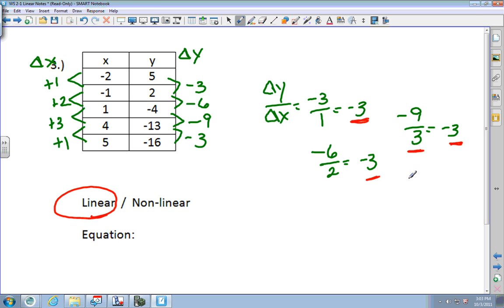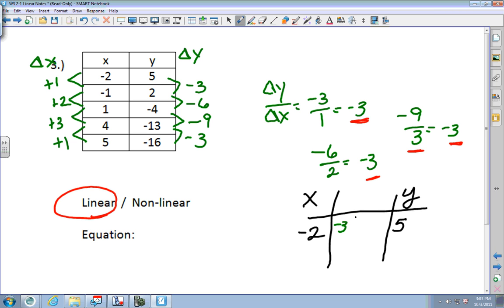There's not a whole lot of room over there, so I'm just going to open this up here. I'm going to pick one of my points. It doesn't matter which one. I'll start at the top and go negative 2 and 5. Remember, this is x, then y. So I'm going to put negative 3 times my x, which is negative 2. When I multiply these two together, I get positive 6. What do you have to do to positive 6 to get to 5? Minus 1. So my equation is y equals negative 3x minus 1.